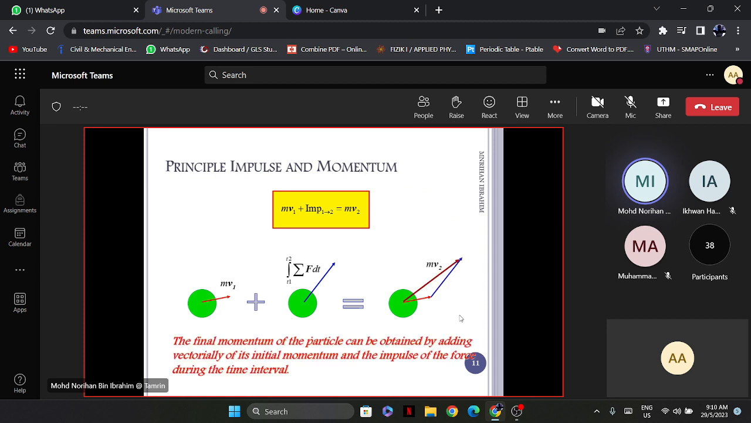The final momentum of the particle, that is mv2, can be obtained by adding vectorially its initial momentum, which is mv1, and the impulse of the force during the time interval, meaning the force and the time interval that we consider. That is equal to the final momentum, mv2.